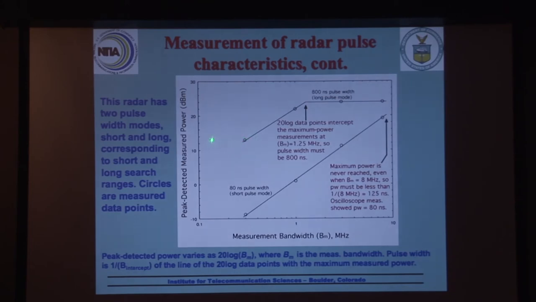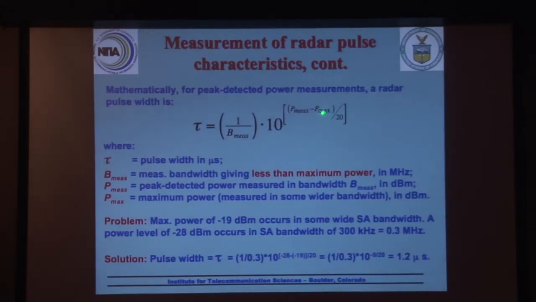So at 300 kilohertz, we measure some power level, which is 13 dBm versus max power, 22 dBm. 300 kilohertz, 22 dBm, 13 dBm. Remember those numbers. So I take 13 dBm minus 22 dBm is 9 dB, divide it by 20, take 10 to that power, and then multiply that by 1 over 300 kilohertz, and that's your pulse width. Simple as that. And I've got a little worked example down here. Beautiful. You can always go back and use my worked example.